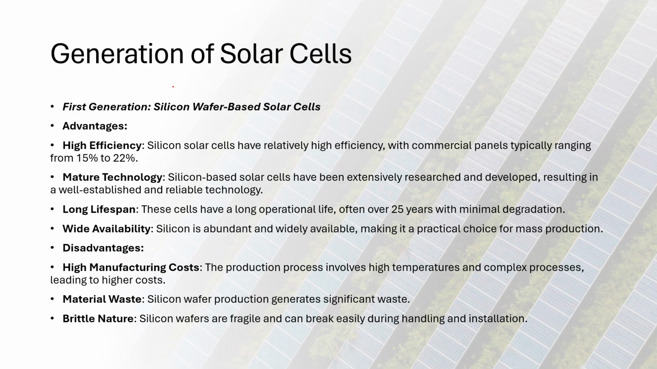In the first generation, I have written here the advantages: these solar cells have an efficiency of 15 to 22%, and they have a low lifespan. Availability is very large because they are generally based on silicon, and it is a very practical choice for mass production. As I said, there are various disadvantages. First, the production process involves high temperature and a complex process, which leads to higher manufacturing costs. It also produces significant waste, and these cells are fragile in nature and can easily break down during handling and installation.